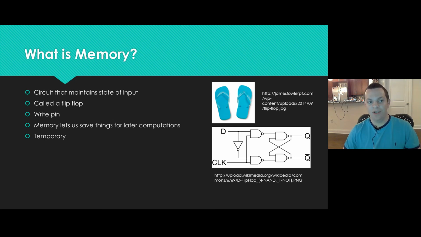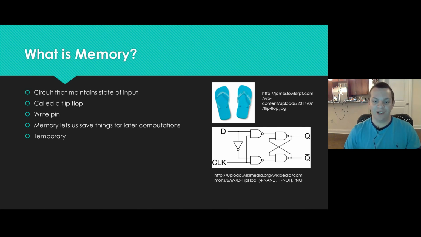Memory is simply a circuit that maintains a state of input, right? At a very, very high level, a description of the low level of memory. It's kind of a crazy example, but this is called a flip-flop. It has a write pin, and if you turn the write pin on, you're able to set the state of that particular flip-flop. So if the write pin turns on, the state will be set to either on or off depending on the input wires of memory.